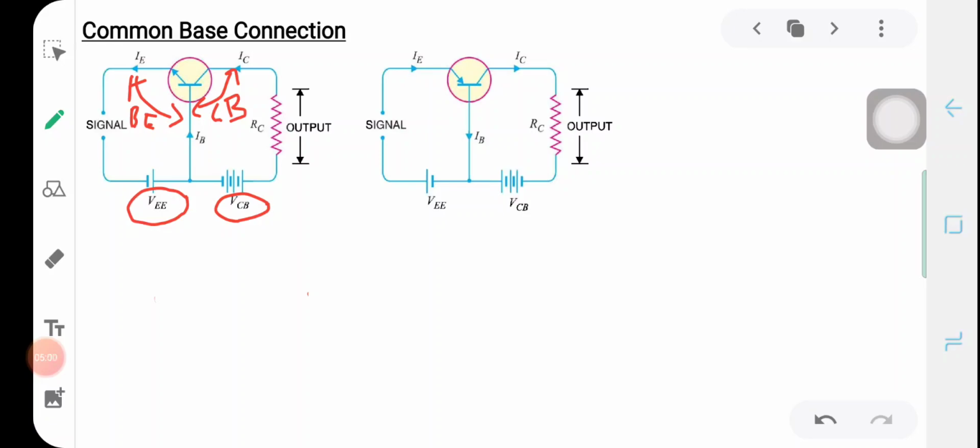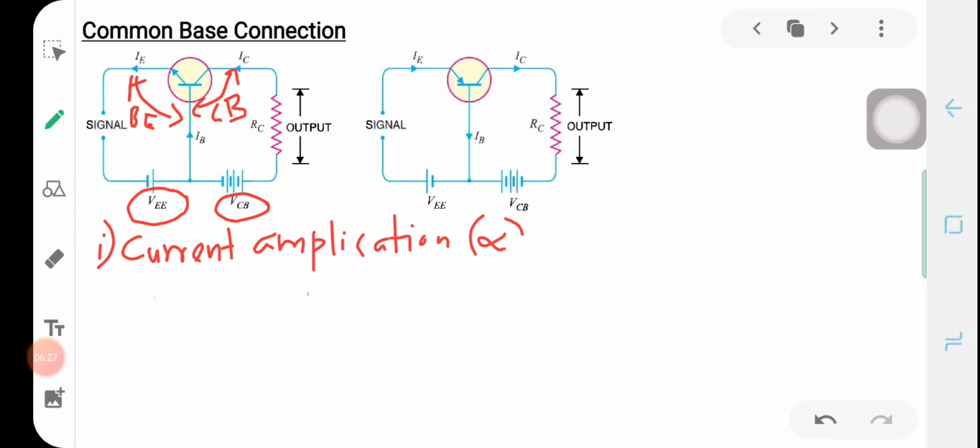Now, the two important parameters in any transistor connection are the expression for the current amplification factor, which represents how much the current has been amplified in the output, and the second one is the expression for the collector current. The current amplification factor for common base configuration is represented by alpha. It is defined as the ratio of the output current to the input current.